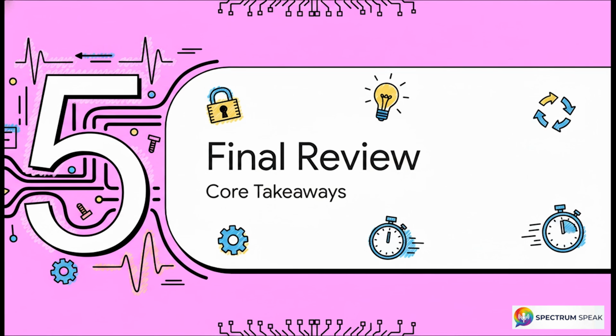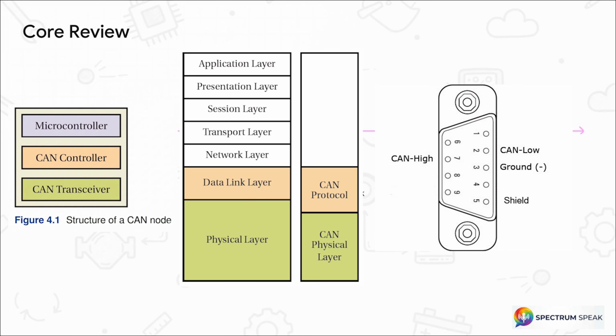Finally, Section 5, Final Review and Outro. Let's lock this knowledge in with a rapid-fire review of the most critical engineering takeaways from this explainer. Never forget these three pillars. First, node anatomy. You need a microcontroller, a CAN controller, and a transceiver. That's your boss, your translator, and your megaphone. Second, the OSI map. The strict CAN standard only dictates the physical and data link layers. Everything else is entirely up to your software. And third, the physical connection. On a standard D-sub connector, your actual data lines are always pins 2 and 7.